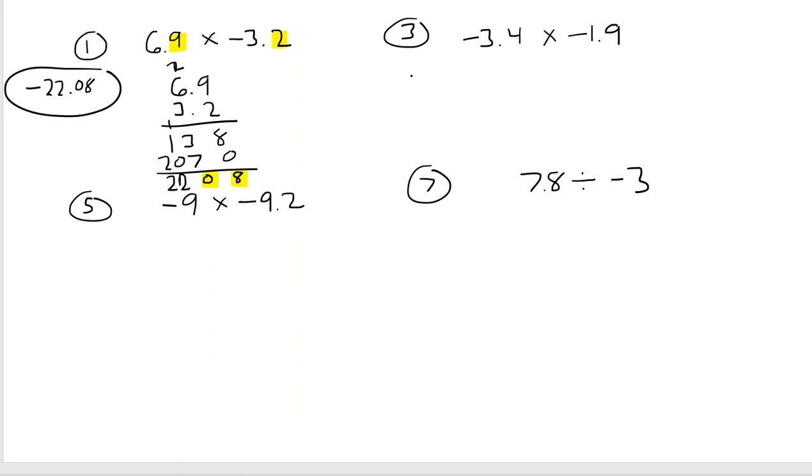Okay. Number 3, negative 3.4 times 1.9. A negative times a negative is going to leave us with a positive answer. So we're going to do 3.4 times 1.9. When we're multiplying, we don't really have to pay attention to the decimals. So 9 times 3 is 27. 27 plus 3 is 30. Add a 0. 1 times 4 is 4. 1 times 3 is 3. So this would give us 6, 4, 6. And because there are two numbers to the right of the decimal in our problem, there has to be two numbers to the right of the decimal in our answer. So our decimal would go right here.